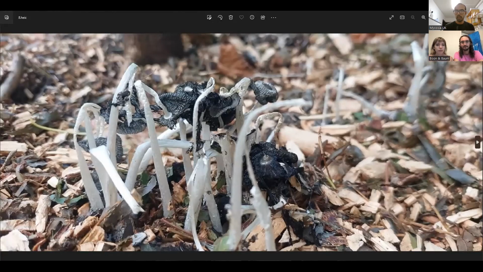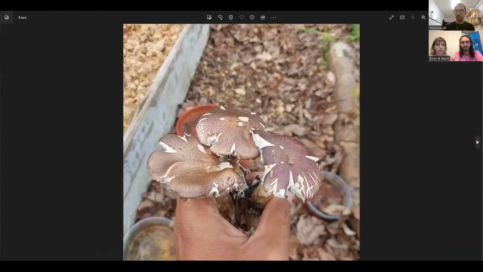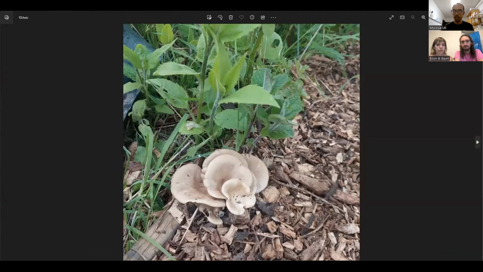The other things that the saprophytic fungi give us are things that we can grow and eat, like these wine caps that were grown at my allotment, and these oysters. The majority of the things that we grow here are saprophytic fungi. Like this, there's another oyster here. Let's see, with cool gills.